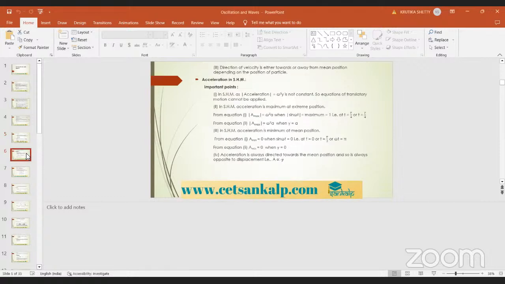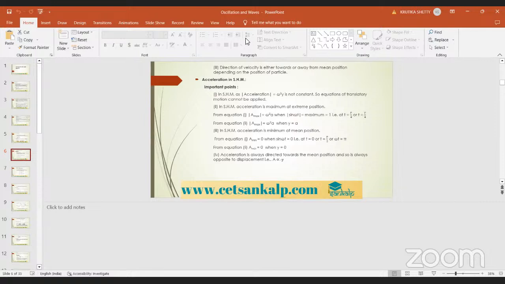Then the next one is acceleration in SHM. Here in SHM, the acceleration is given by omega square into y, and it is not constant. So equations of translatory motion cannot be applied here. So here the acceleration for SHM is given by omega square into y, and this acceleration is maximum at the extreme position. Students, this will come for 1 mark.